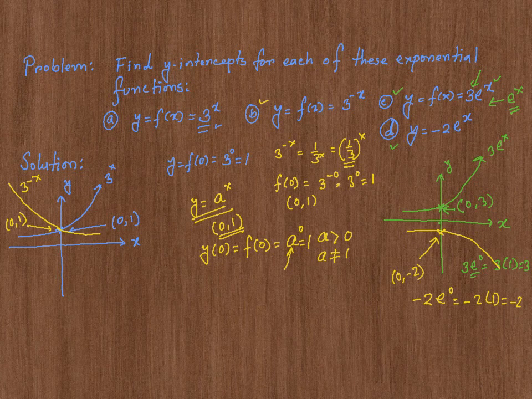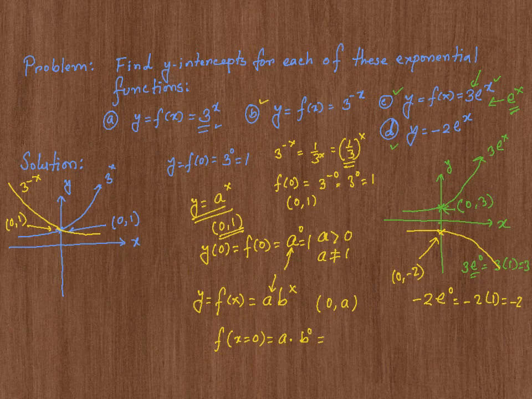In general, if you have a function y is equal to f of x is equal to a times b to the power x, an exponential function, its y-intercept is going to be at 0, whatever is the coefficient right here, a. Why is that the case? So let's find it out. When x equal to 0, it is going to be a times b to the power 0, but b to the power 0 is just 1, so a times 1 is just a. So that's why we have the y-intercept at (0, a). In general, this holds true.